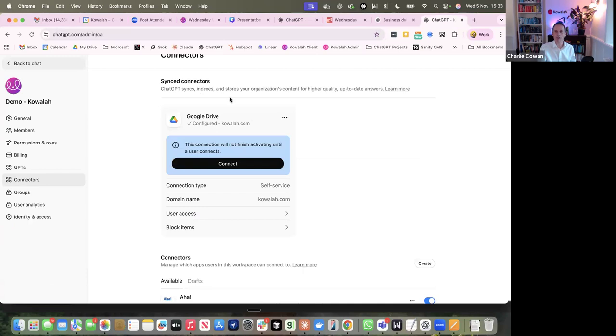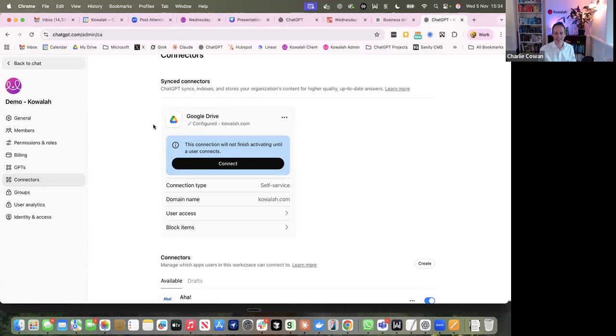So there's a couple of types of connectors, and this may be a conversation more for your IT team because this is the admin interface rather than what you would see as an individual user. But we have synced connectors here. And so because here at Koala we use Google Drive is the synced connector, but you would see something like SharePoint if you're on Microsoft.